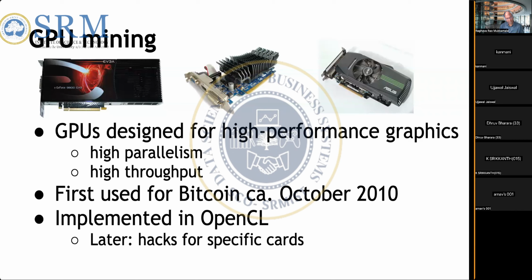Especially this is quite useful in gaming. If you play video games, the graphics are high quality and high moving graphics, so you need a lot of computation power. So GPUs play the backbone for that. They're quite popular for high parallelism and high throughput. And around 2010, people started using GPUs for mining.